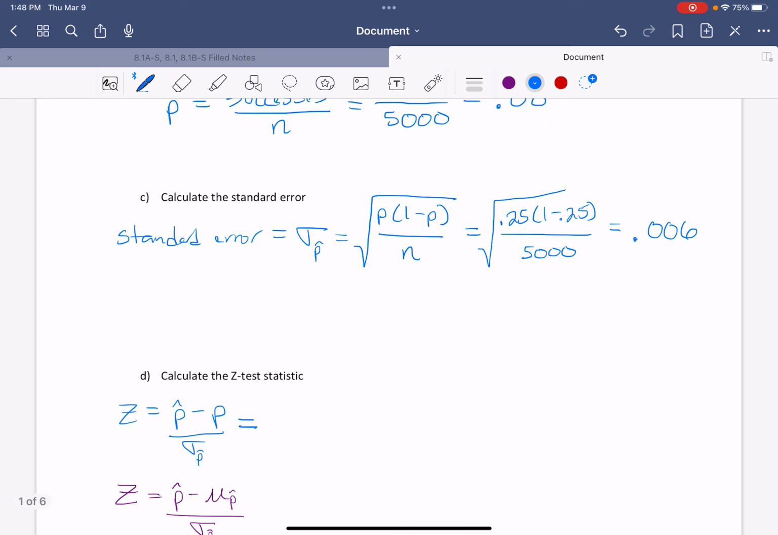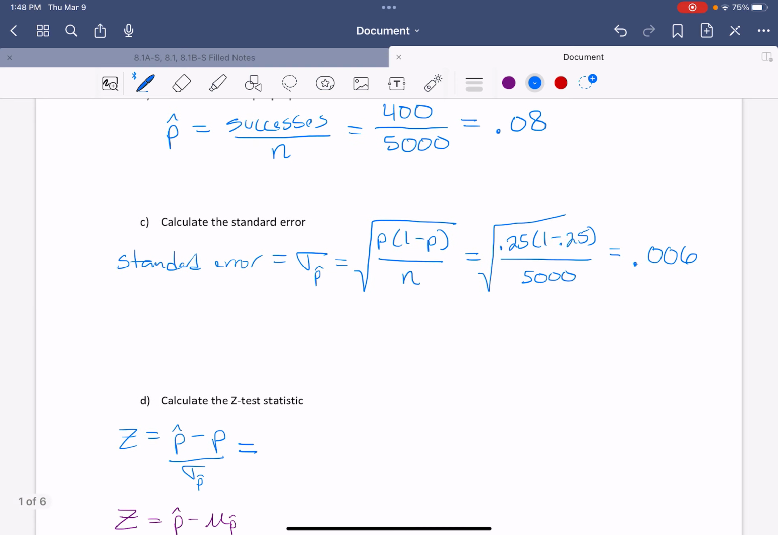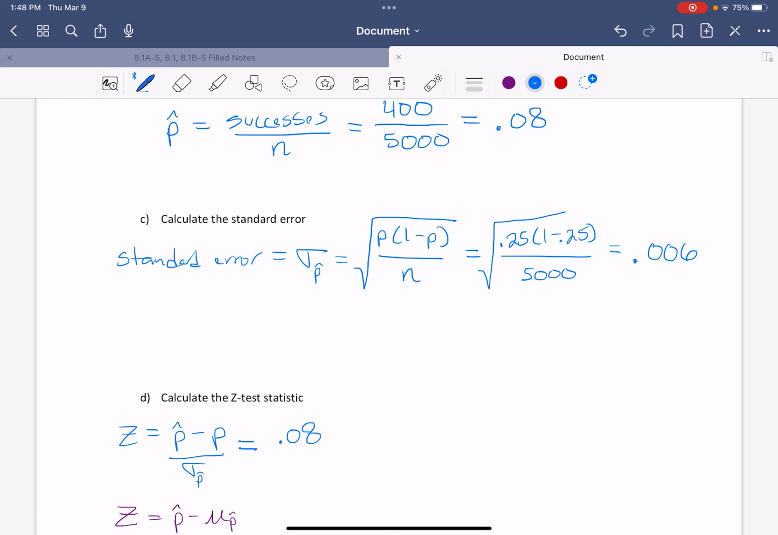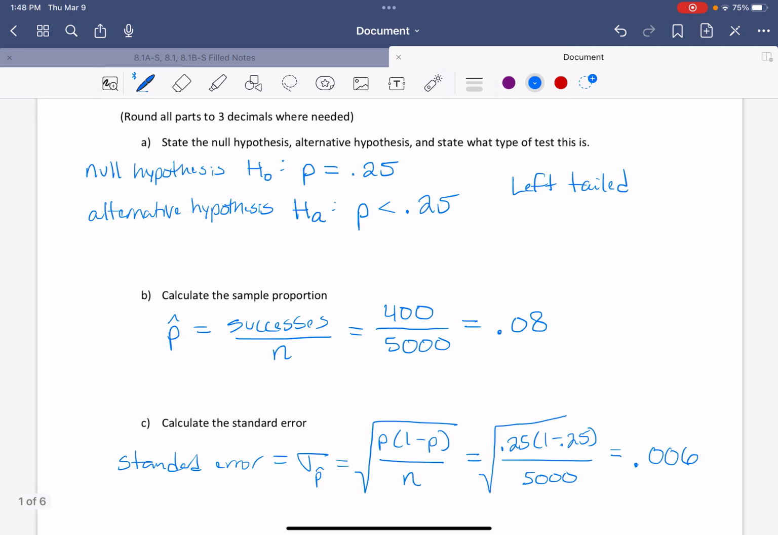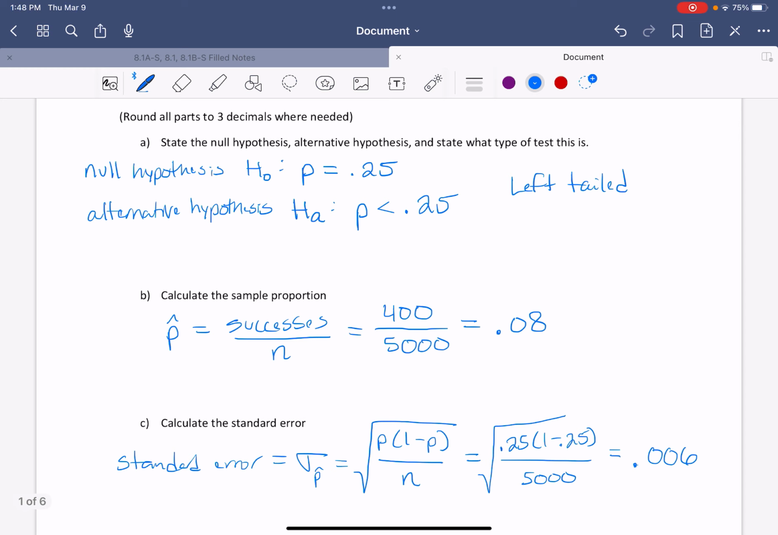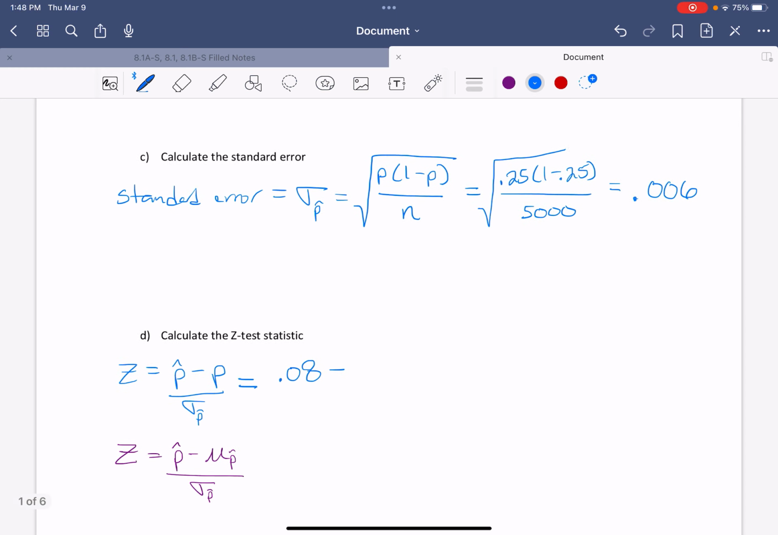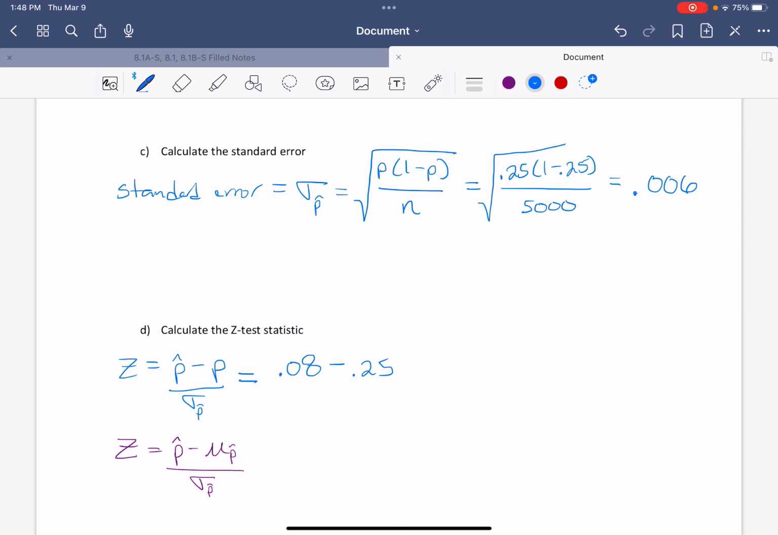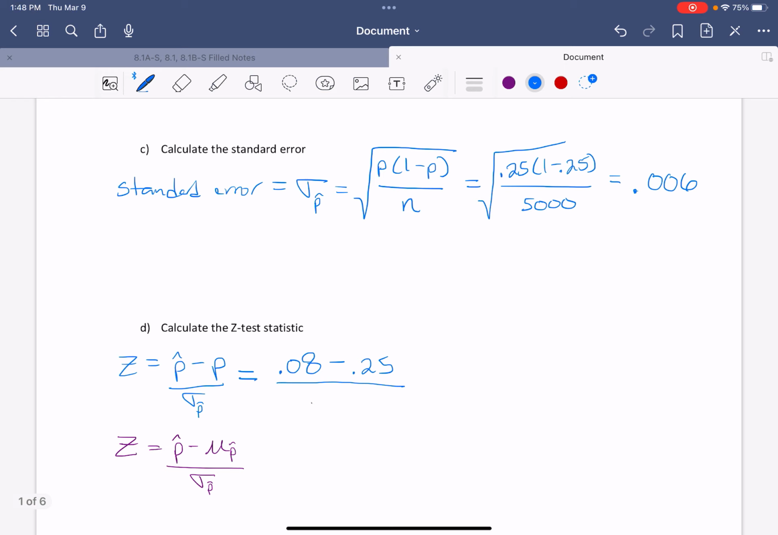You get the same answer regardless. So p hat, we already said earlier, p hat was 0.08 minus p. P we also found earlier. We had defined p to be 0.25, all over the standard error, and the standard error we just found in part C. That's that 0.006. So you're just plugging in the information you got from the previous parts. So 0.08 minus 0.25 divided by 0.006.